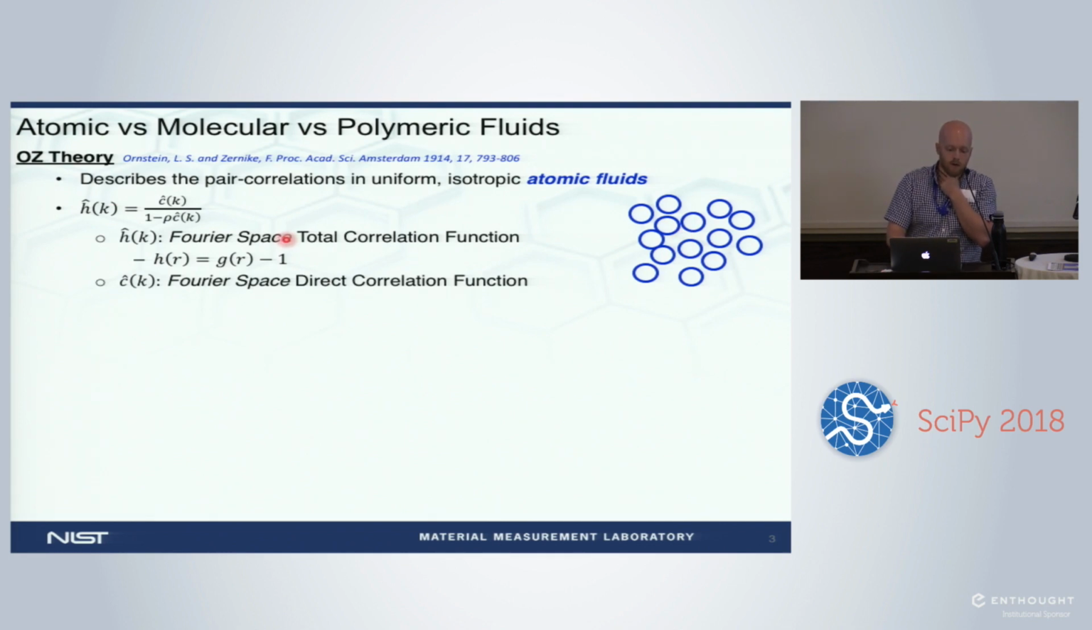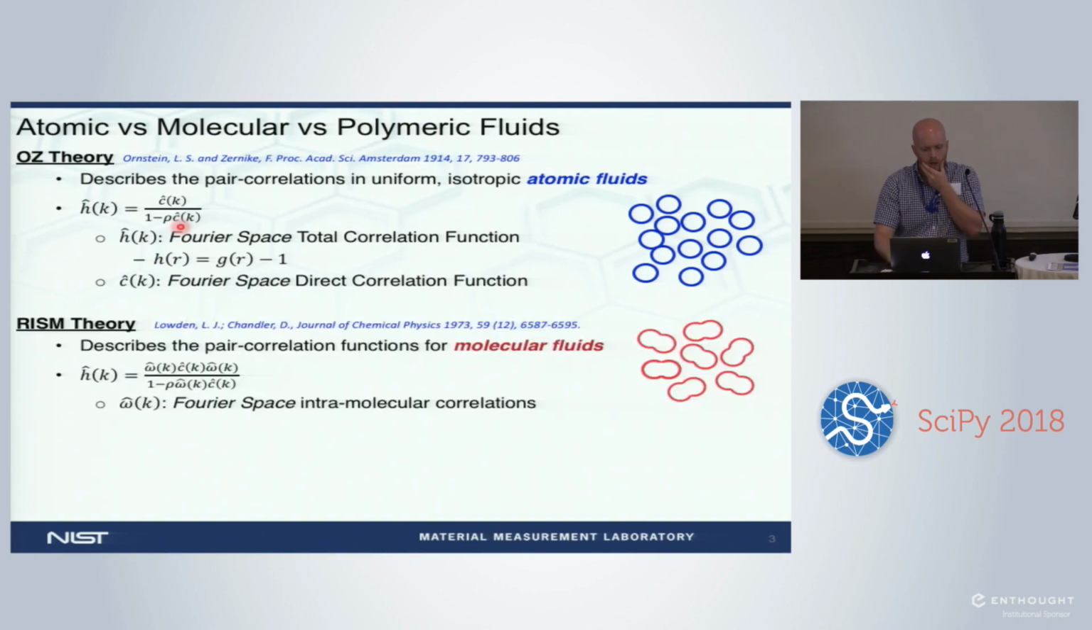And we can see that in Fourier space, we have a relatively simple algebraic expression which describes the relationship between our total correlation function, which again describes the correlations between monomers on different molecules, and the direct correlation function, which, without going into details, describes the correlations between molecules in the absence of many body effects. But overall, this formalism is limited to atomic fluids represented by spherical molecules that are isotropically ordered.